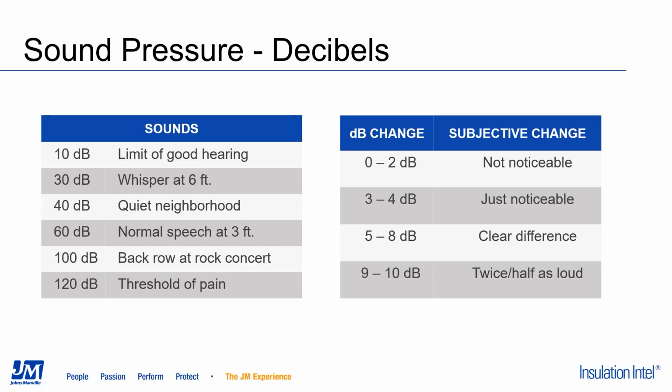And so here's some examples of how loud things are. A whisper at 6 feet, maybe around 30 decibels, and your vacuum or leaf blower will be closer to around 90 to 95 decibels. And getting up to 120 decibels is around the threshold of pain.